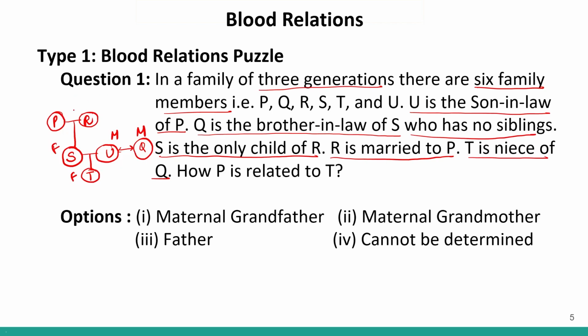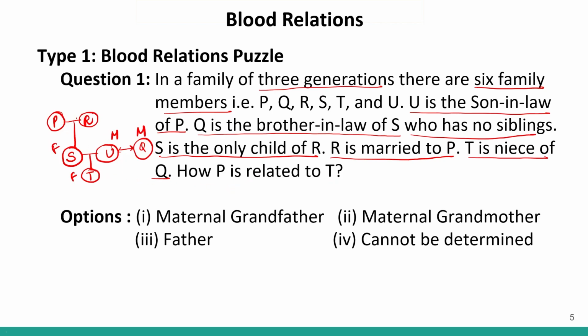So now the relationship of P and R is not given to us. The genders of P and R are not given to us. The relationship is given, they are spouses, but the gender of P and R is not given to us. This much information we can draw based on the data that is given in the question. Now let us look at the actual question. The question asks how P is related to T. So we have to find the relationship between P and T.